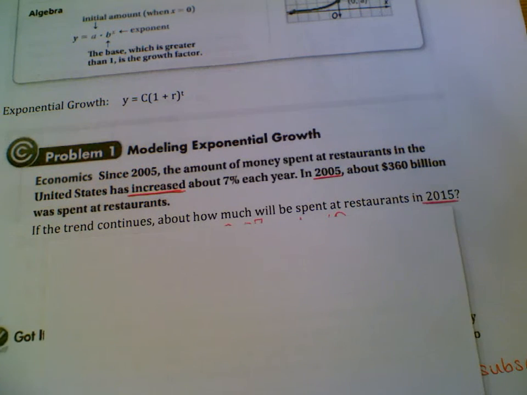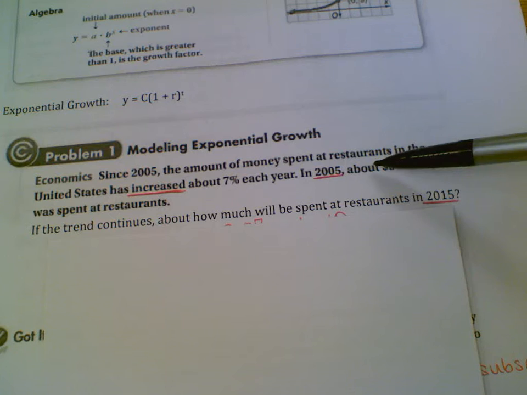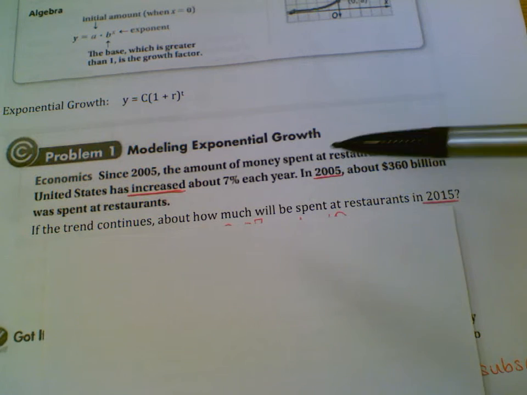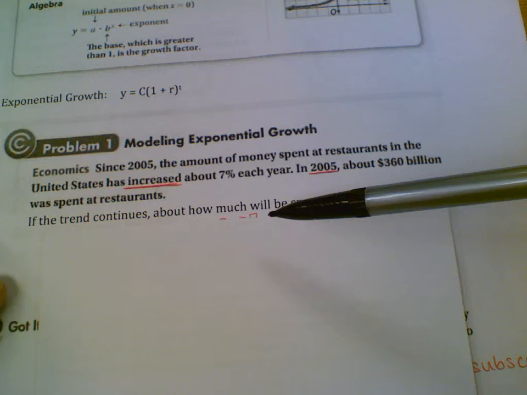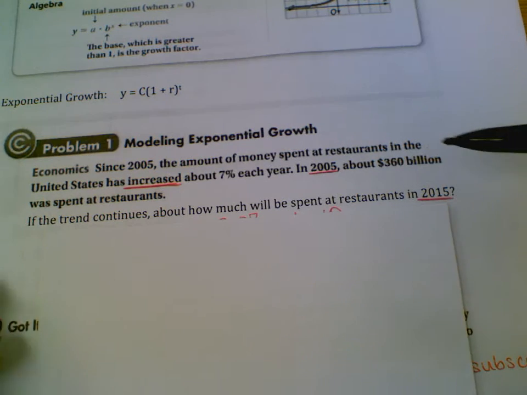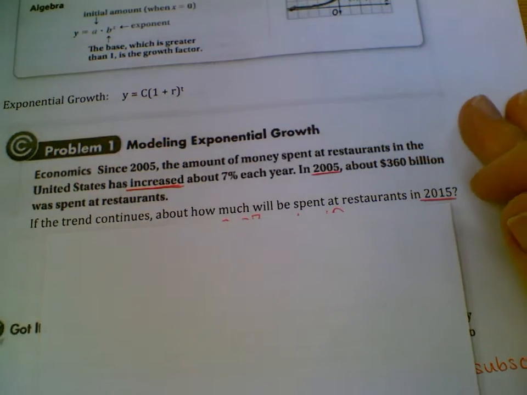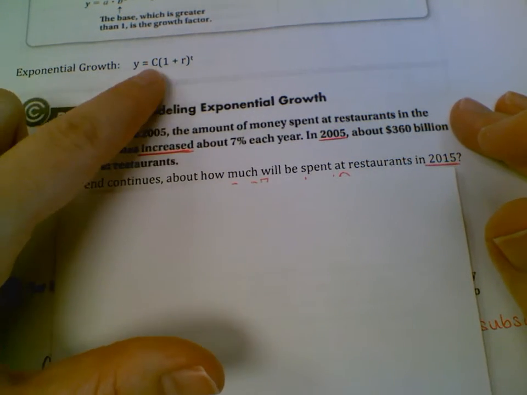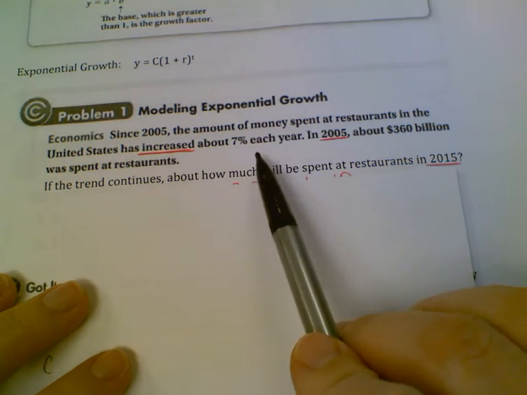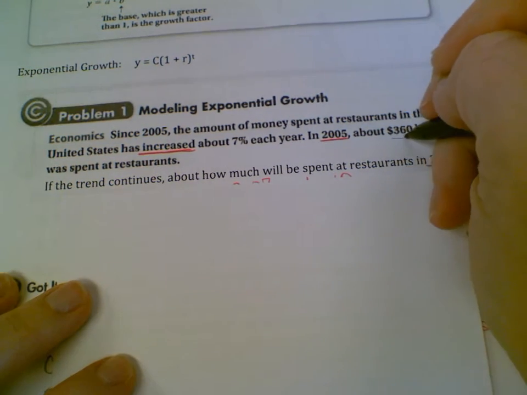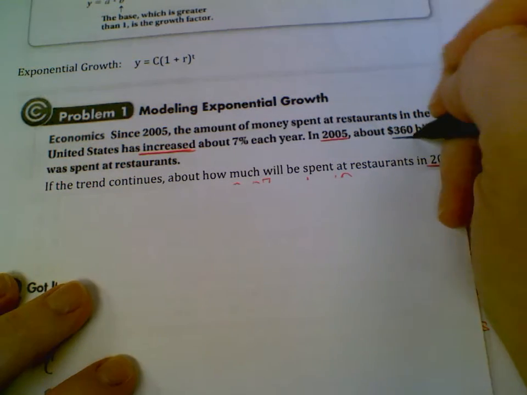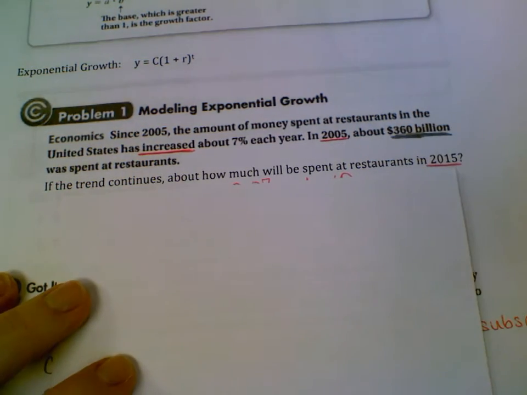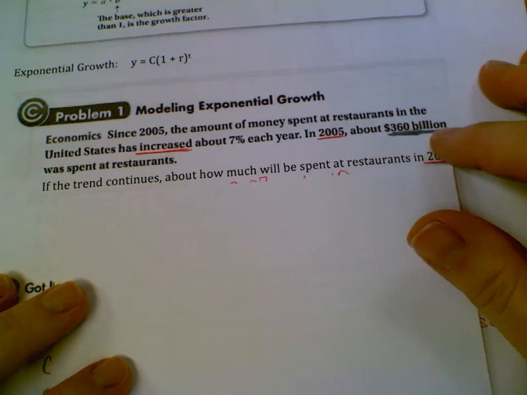In this problem it says, since 2005, the amount of money spent at restaurants in the United States has increased about 7% each year. In 2005, about $360 billion was spent at restaurants. If the trend continues, about how much will be spent at restaurants in 2015? So if I'm setting it up in this form, my initial amount would be where I started at. So I'm starting at 360 billion. Now we're just going to write it as 360, and then in our answer we'll write billion dollars.